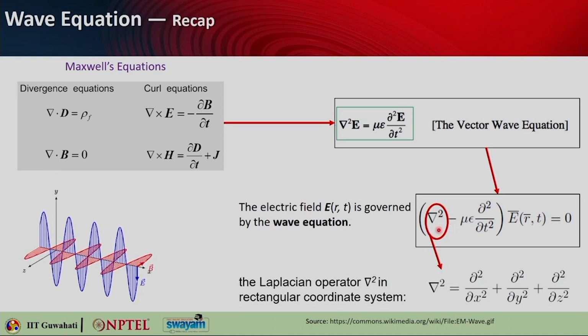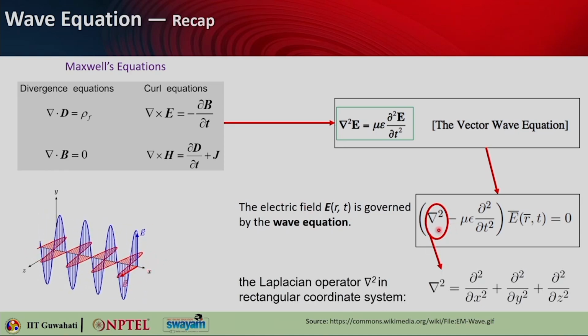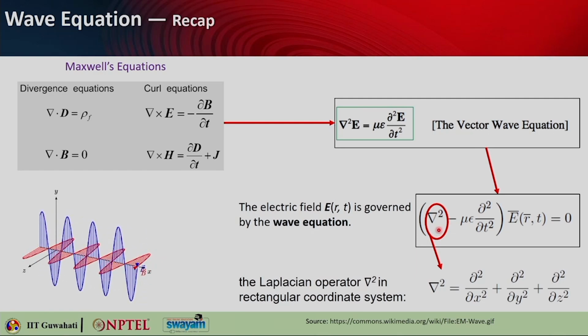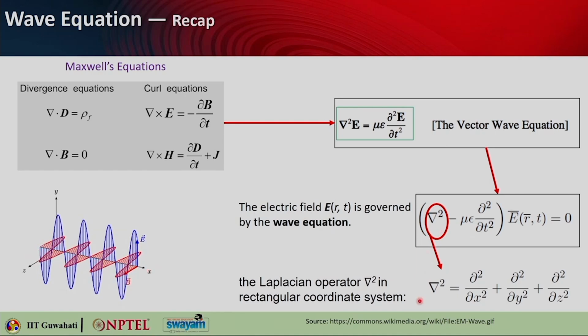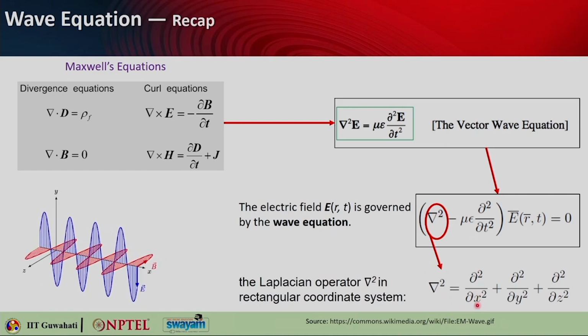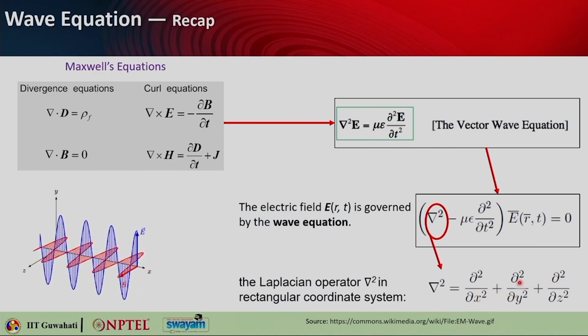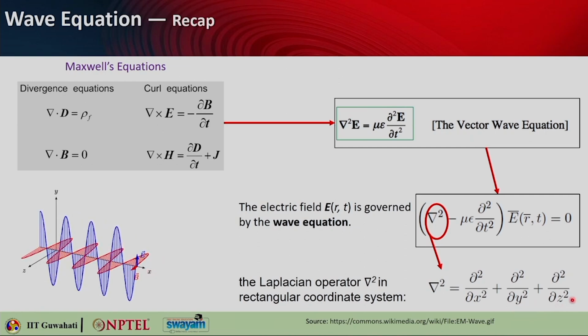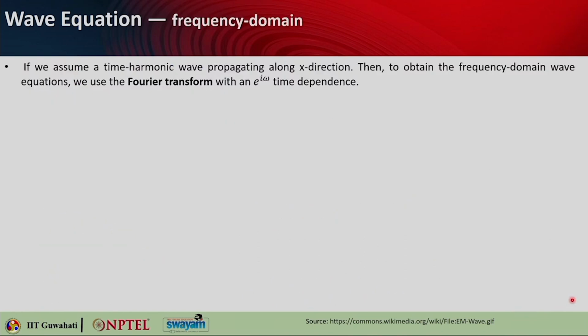And this particular operator, that is nabla square or del square, is called the Laplacian operator. So if you consider the Cartesian or rectangular coordinate system, you can write del square as dou square by dou x square plus dou square by dou y square plus dou square by dou z square. So these are all known factors. I'm just quickly giving you an overview.